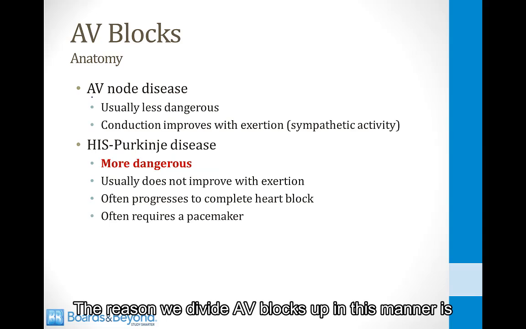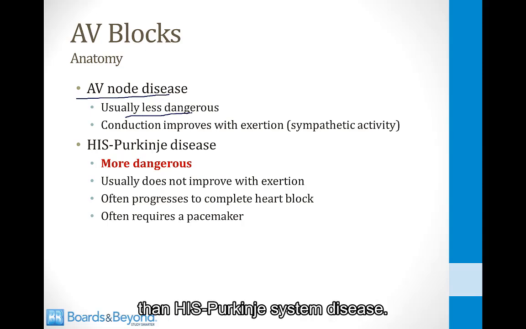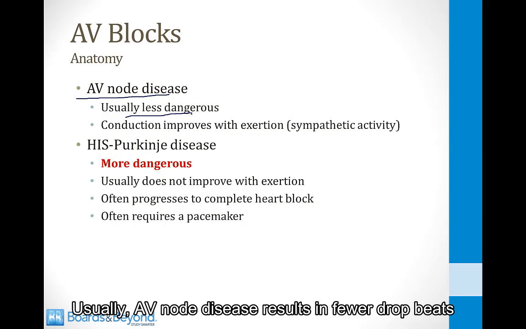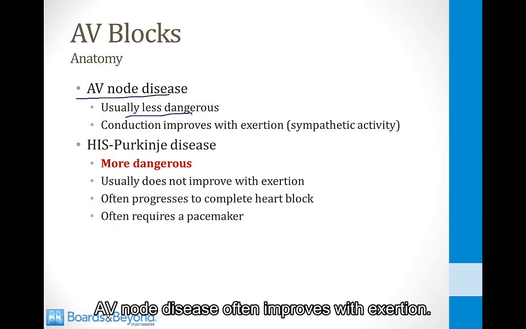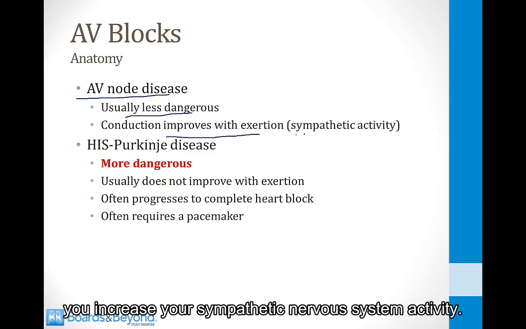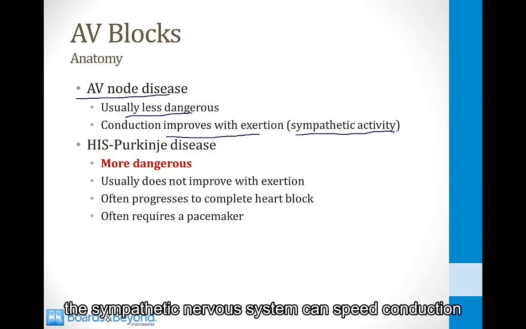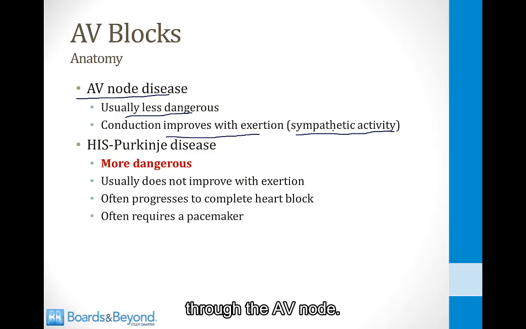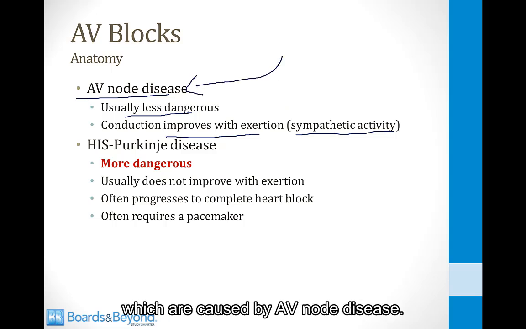The reason we divide AV blocks up in this manner is because AV node disease is usually less dangerous than His-Purkinje system disease. Usually, AV node disease results in fewer drop beats and less bradycardia, and importantly, AV node disease often improves with exertion. When you exert yourself, you increase your sympathetic nervous system activity, and as you may know, the sympathetic nervous system can speed conduction through the AV node. Therefore, it often resolves AV blocks which are caused by AV node disease.